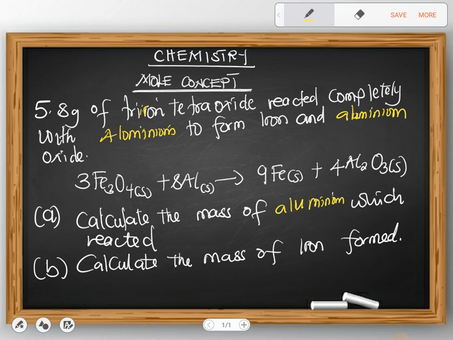Okay, so this is the equation. It's balanced. And it says calculate the mass of aluminium which reacted. So which aluminium? This one here. We want to know the mass of aluminium that reacted if 5.8 grams of triiron tetraoxide reacted with aluminium. So to do this, follow me.